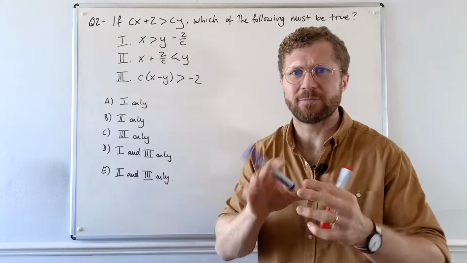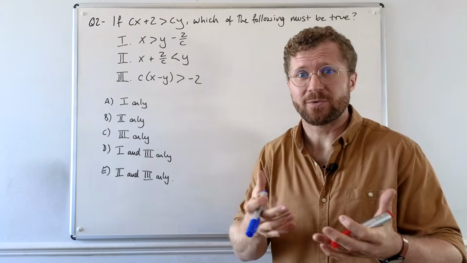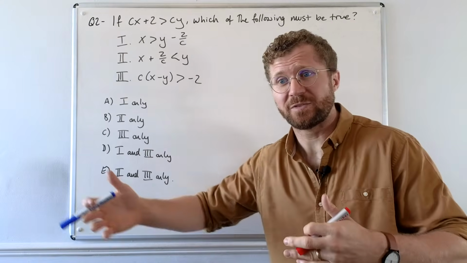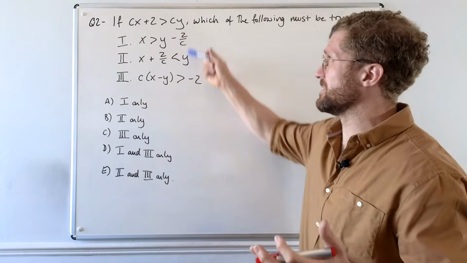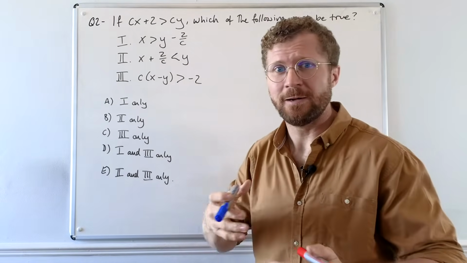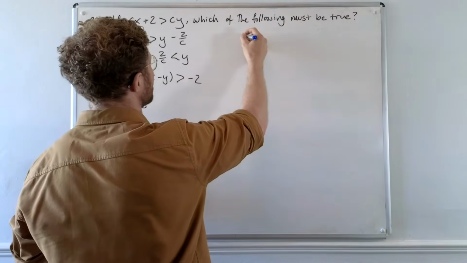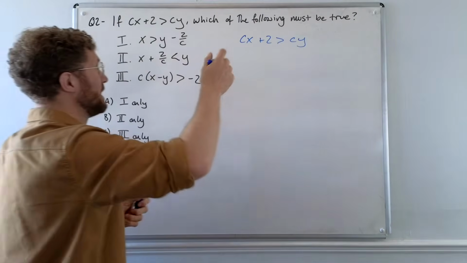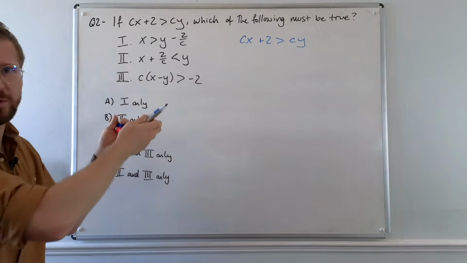Now, these look like manipulations of what we were given to begin with, and so really the question is, can we get there? And, no, more than that, do we have to get there if we manipulate these things? Basically, is 1, 2, and 3 equivalent to number 1? Now, a lot of this comes down to how you can deal with inequalities. So let me get this written up here. So cx plus 2 is greater than cy.